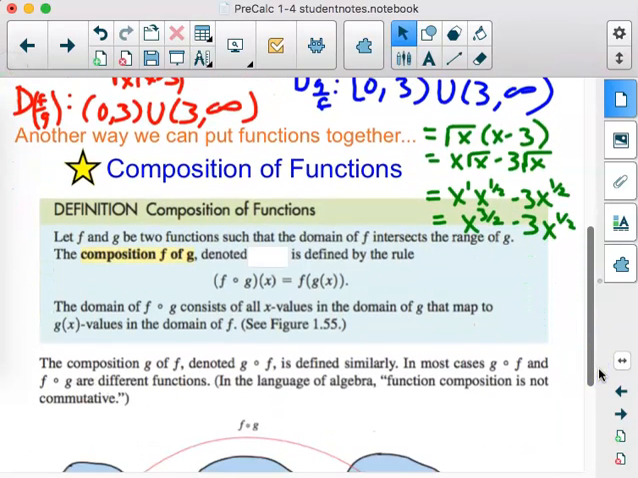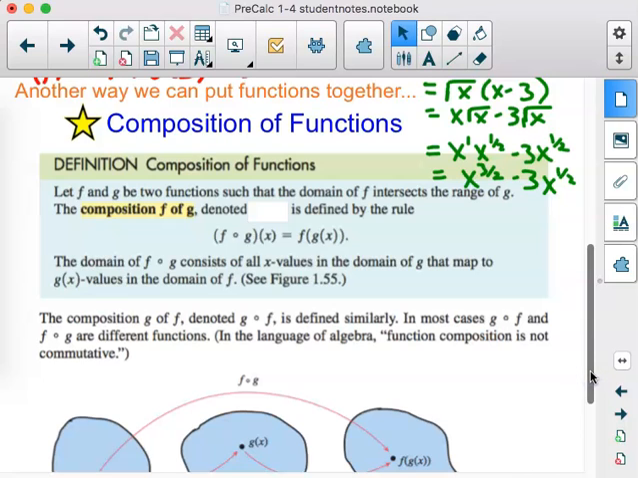Now, the next piece says, let's switch to another part of our objective, which is going to be composition of functions. And last year in Algebra 2, you learned that composition of functions is really a fancy way of saying substitution. Let f and g be two functions such that the domain of f intersects the range of g. The composition f of g, denoted by f and then a little donut hole, could be thought of like the little degree symbol when you say degrees Celsius or degrees Fahrenheit. So denoted f of g is defined by the rule.